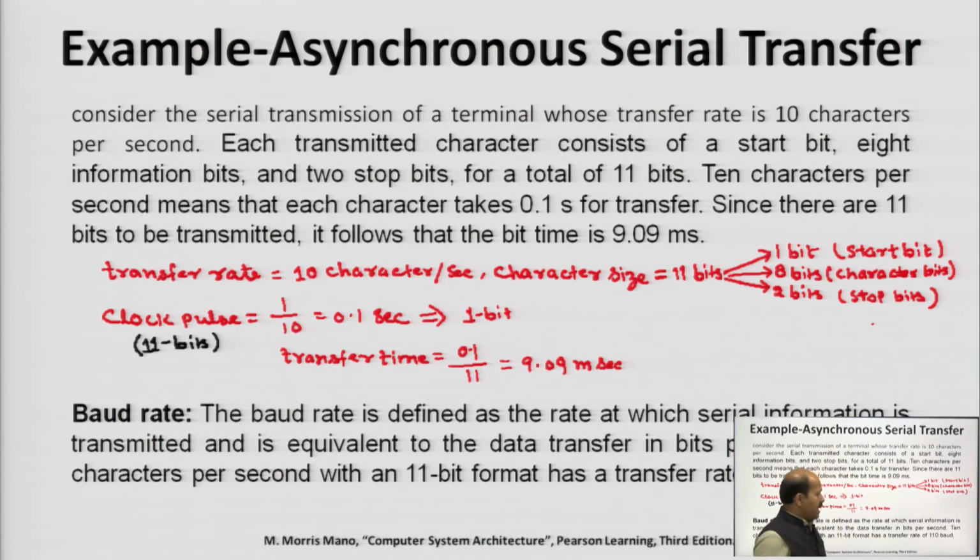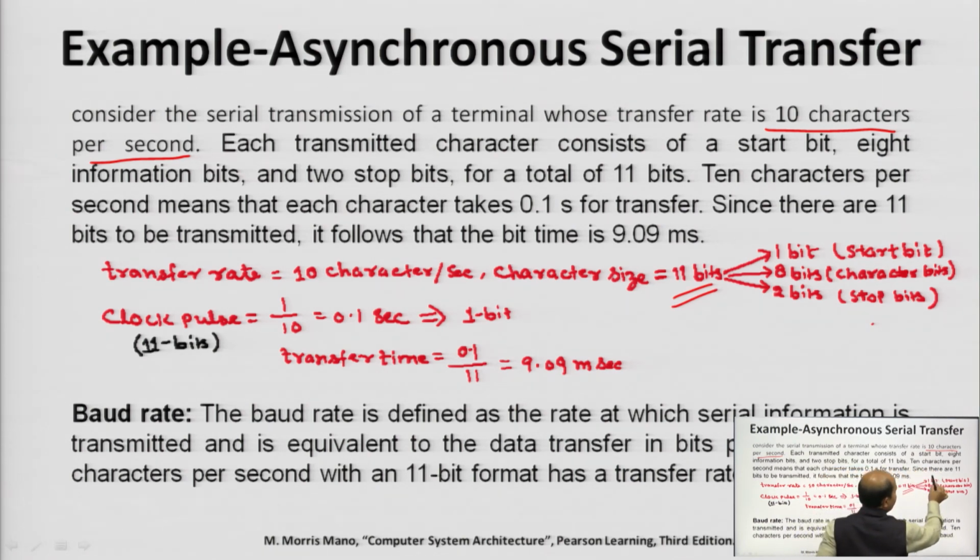Let us see one more example here. Suppose 10 characters are to be transmitted and the speed of transfer is 10 characters per second. Each transmitted character consists of a start bit, 8 information bits and 2 stop bits. So, what is the length of this character? 8 plus 1 plus 2, that is 11. So, 11 bits are transmitted in one character: 1 bit for start, 8 bits for character bits and 2 bits for stop bits.